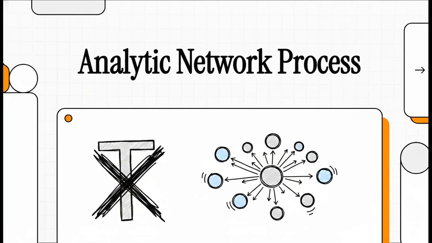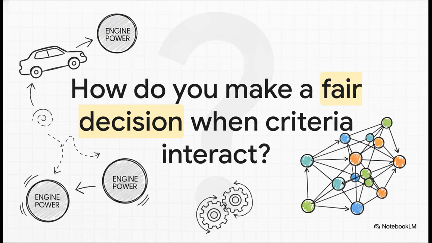Welcome to this explainer. If you've ever stared at a pros and cons list and thought, man, this just isn't cutting it for such a massive decision, well, you're in the exact right place. Today, we're going to unpack how to navigate incredibly complex choices by shifting our thinking from rigid, old-school models to highly dynamic networks. So here's a question to kick things off.